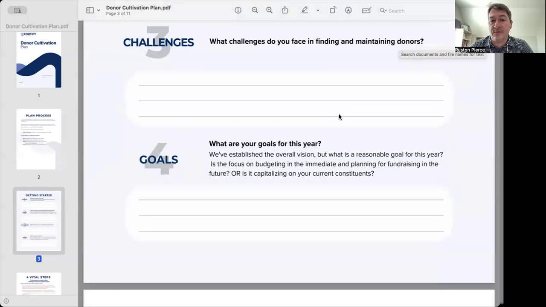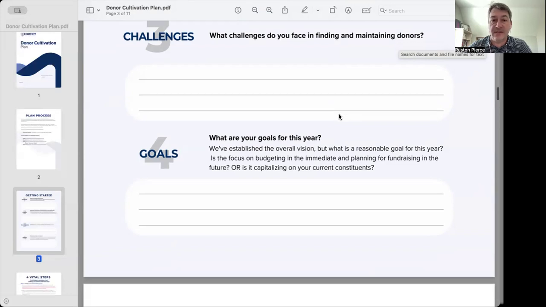And then what are your goals for the year? Do they ladder up to providing what you need for your mission? What are the goals that are short term? What are the goals that are long term? How are you going to achieve the vision you have for the fundraising activities in your school?